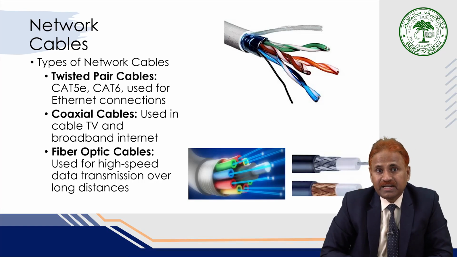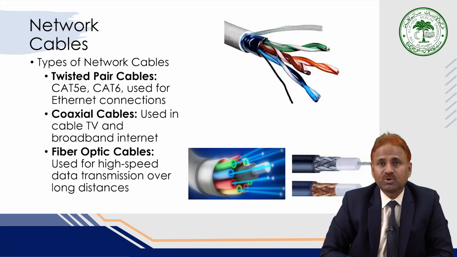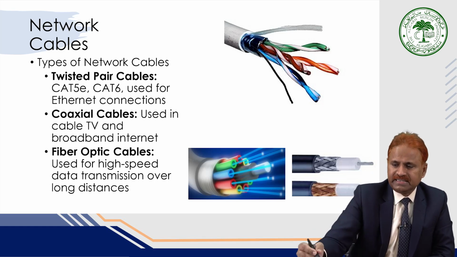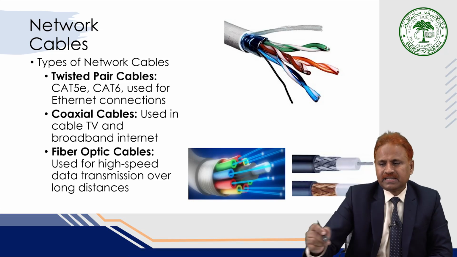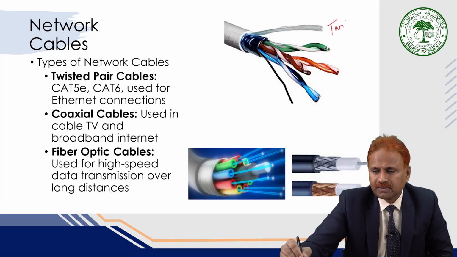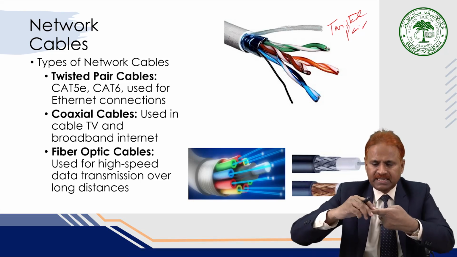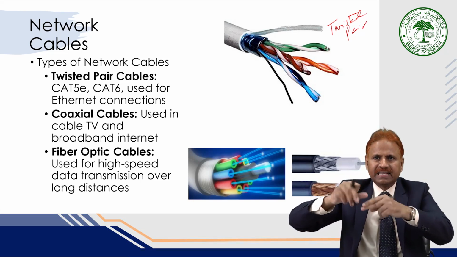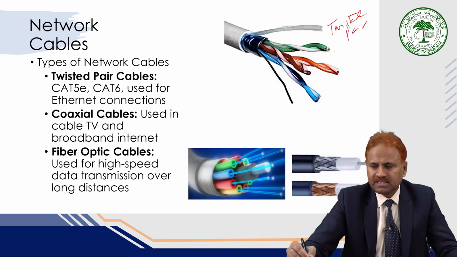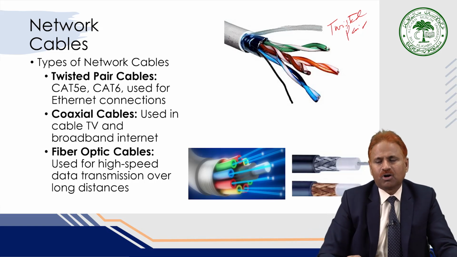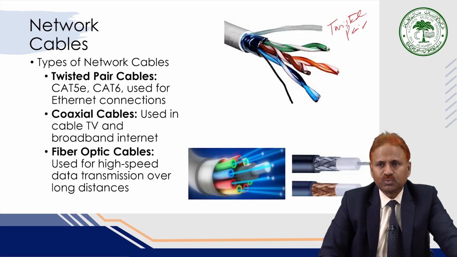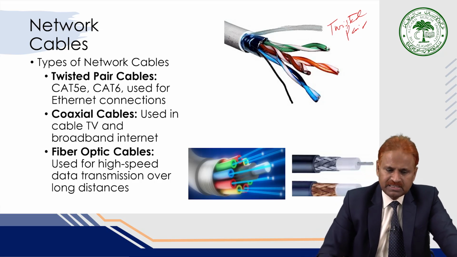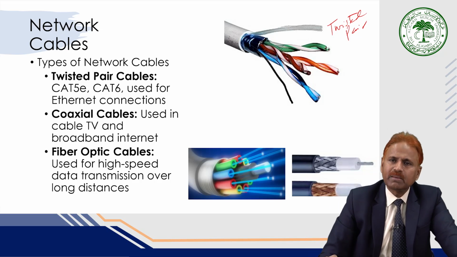Another component is network cables, if you are talking about wired networks. I have already told you that there are various kinds of cables. They are known as twisted pair cable. You just see here two pairs of copper wires, and they are twisted in a helical form. They are used for establishing local area networks. Various types of twisted pair cables are there.